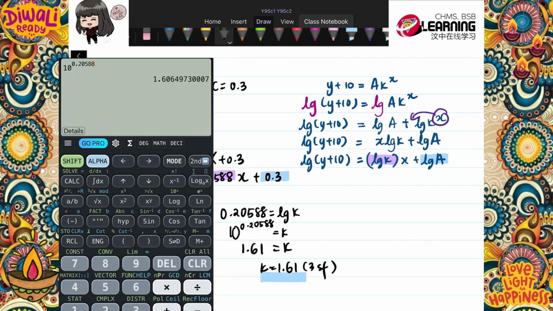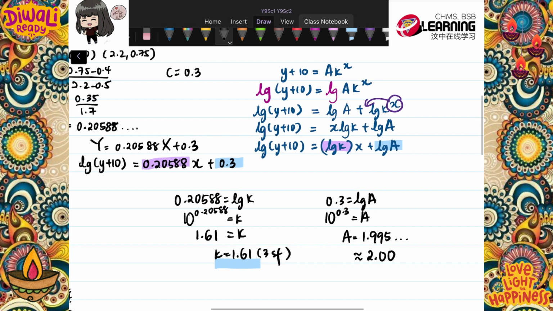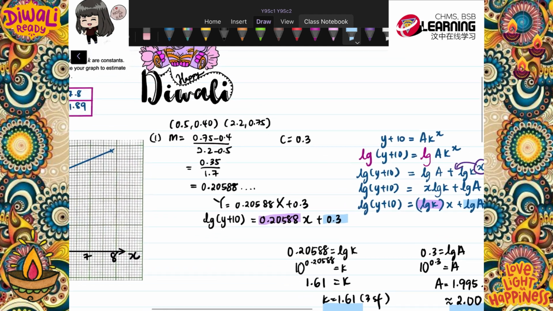And now to find a, so 0.3 equals log a. So my a is 10 to the power of 0.3. So my a is 1.995, okay, 3 sig fig is 2.00. You must put 0.00. Why? Because to show that it's not a whole number, it's not an exact value of 2. It has a number behind here. Okay, so I found my k and a. This is my part 1 answer.